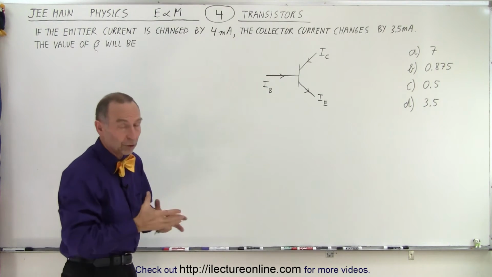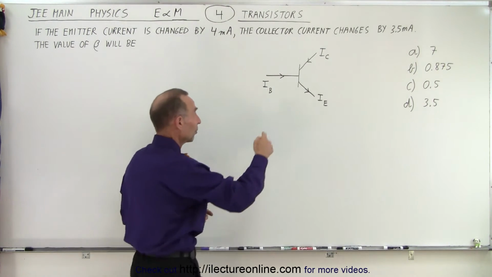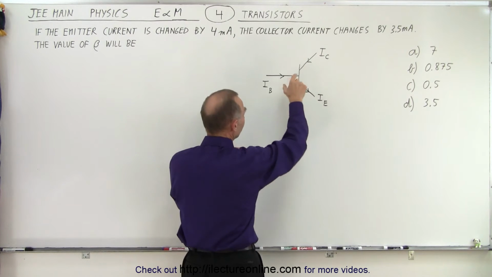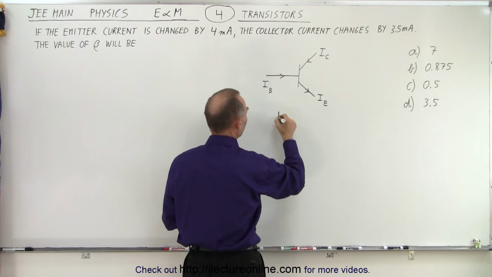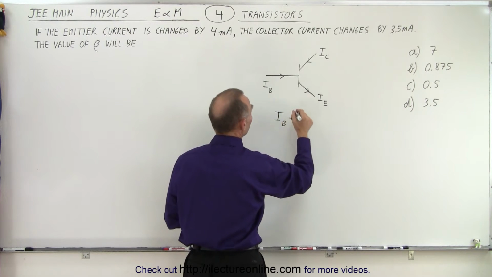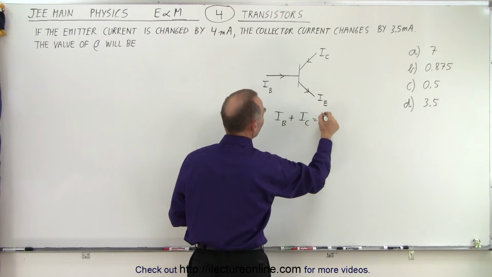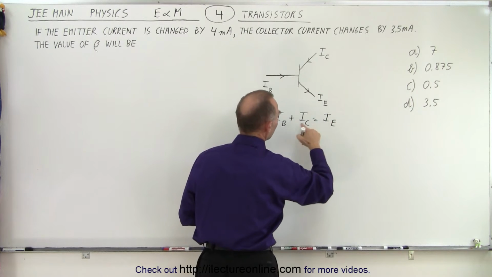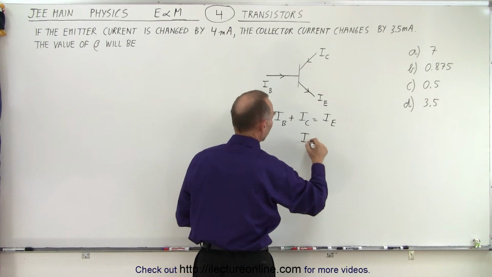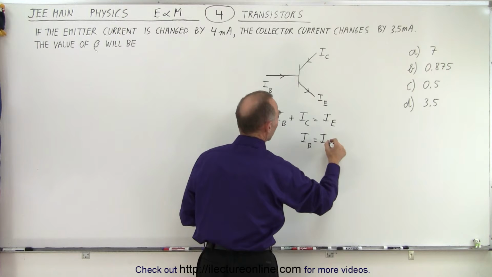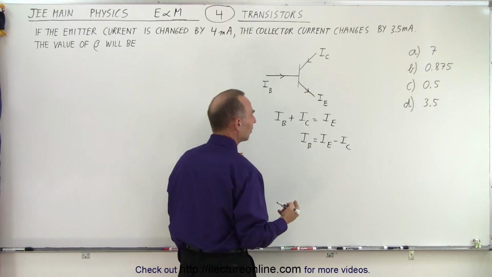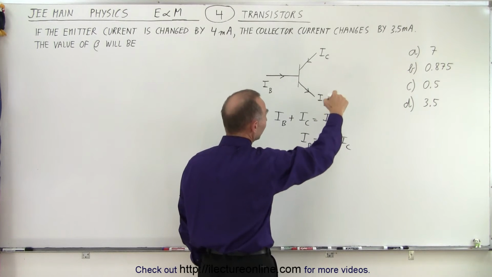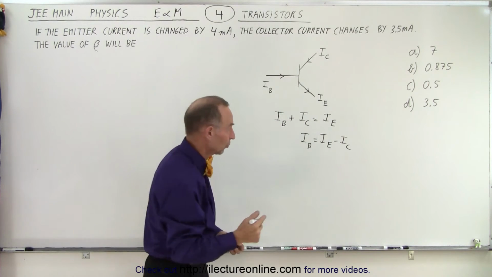So you know that the sum of the currents, of course, need to make sense. In other words, the currents entering the transistor must equal the current leaving the transistor. So we know that the base current added to the collector current must equal the emitter current. And then if you move that across, we know that the base current is equal to the emitter current minus the collector current.